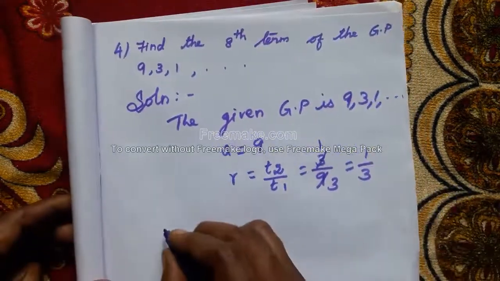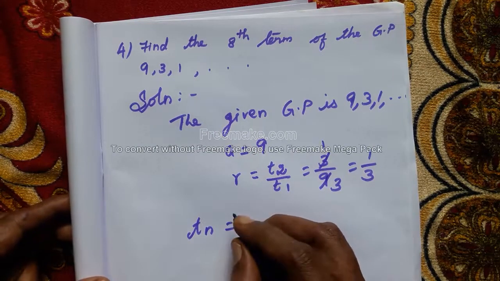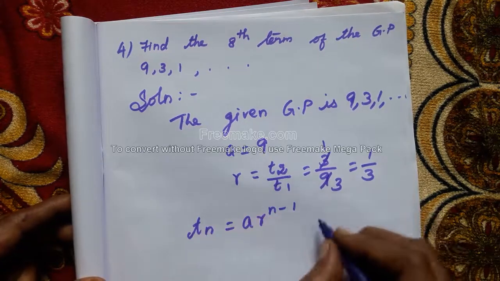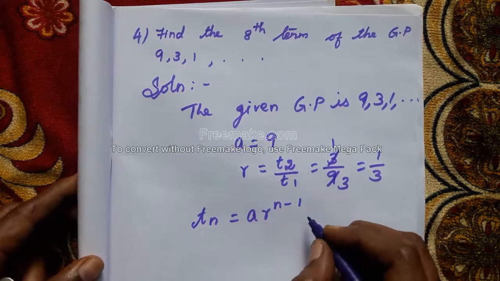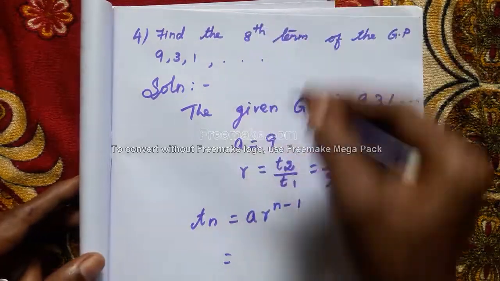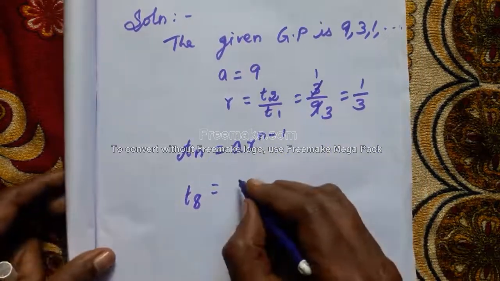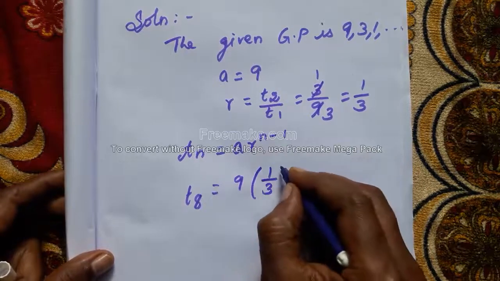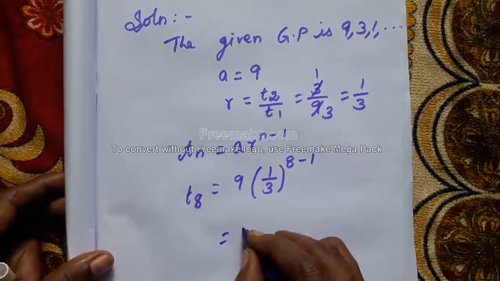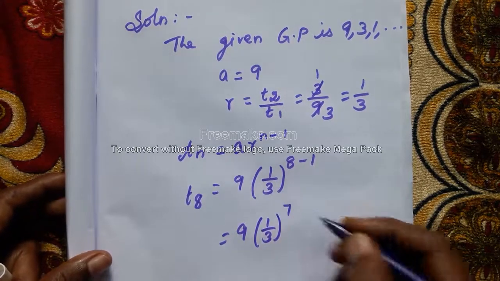What's the nth term of a GP? Then Tn is equal to the formula. Already I have explained, no? AR power n minus 1. In the AP, another formula. In the GP, AR power n minus 1. So here, which term do we want to find out? Eighth term. So we have to find out T8. T8 is equal to 9 into 1 by 3 the whole power n minus 1. So 8 minus 1 is equal to 9 into 1 by 3 the whole power 7.